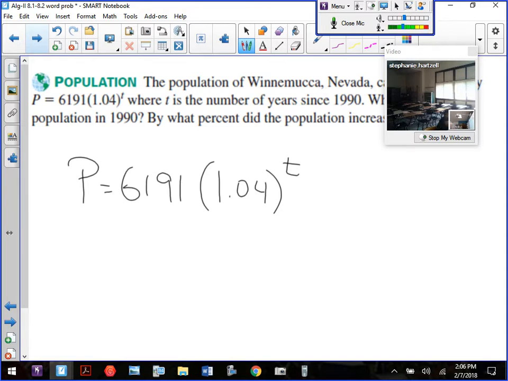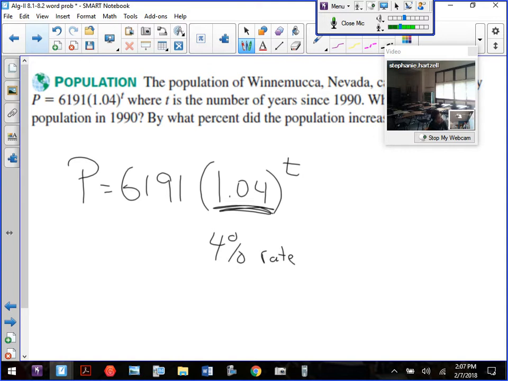What is the initial population in the year 1990? 6191. Therefore, your initial amount is 6191. What is the growth factor? The growth factor is the whole thing that's in parentheses. The growth factor is the 1.04. What is the rate of increase? 4%. It's at a rate of 4%.